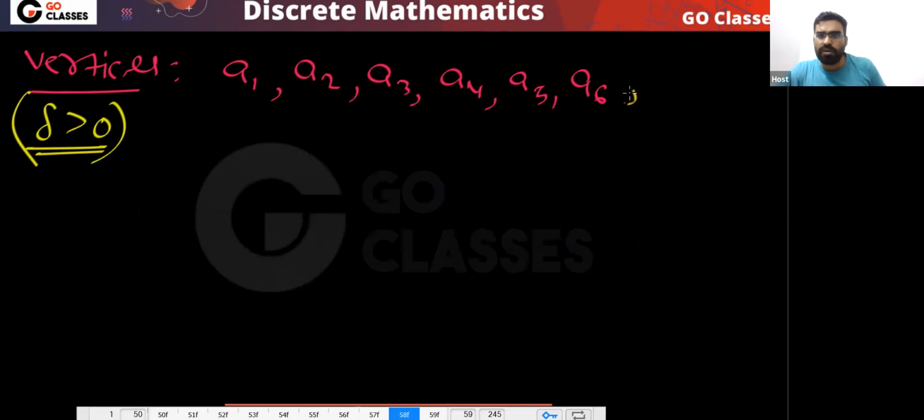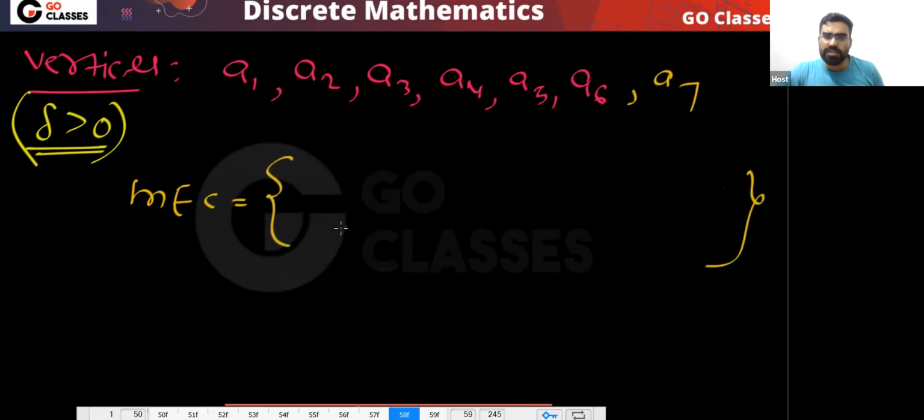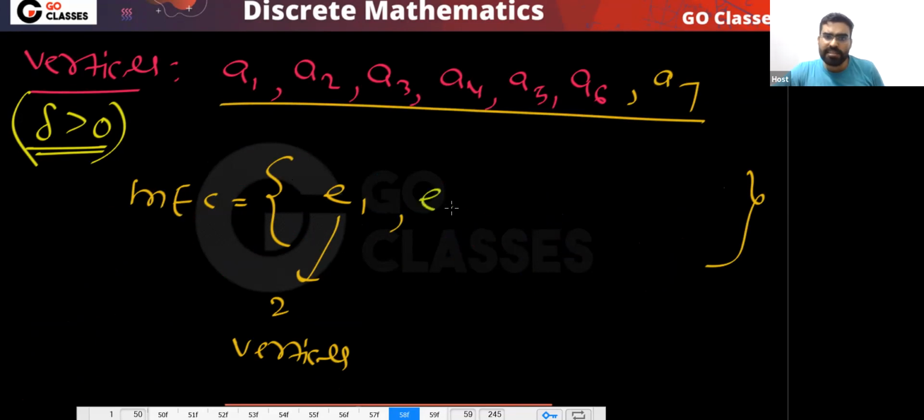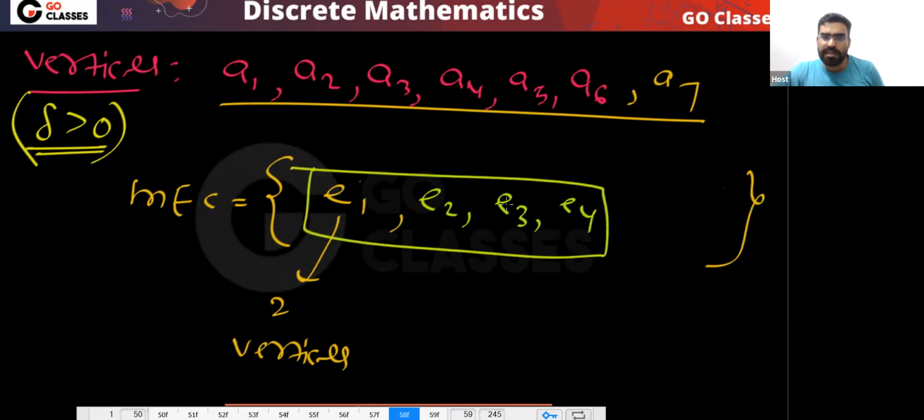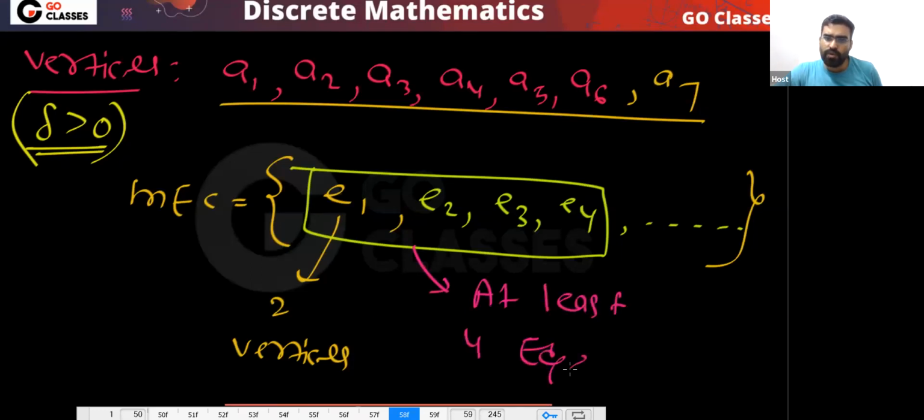The same thing you can do for, for example, 7. If you have 7 vertices, minimum how many edges do we need? Minimum edge cover. You can notice one edge will cover only 2 vertices. So if you want to cover all the 7 vertices, then you need at least 4 edges: E1, E2, E3, E4. There can be more, so at least 4 edges needed.